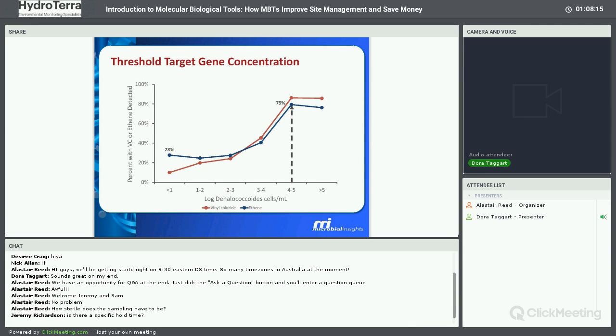So we have a very large database of samples, a large history of this from around the world. And when we look at more than 13,000 samples where we have both Dehalococcoides concentrations and all the chemistry for the site, we see that when Dehalococcoides concentrations are above 10 to the 4 cells per mL, we find good rates of complete degradation. We see ethene formed about 80% of the time. So good odds, a good indicator for site management.